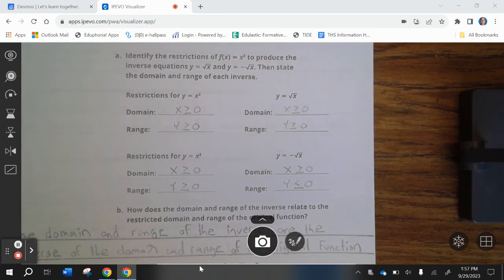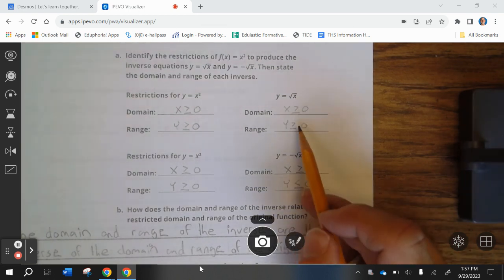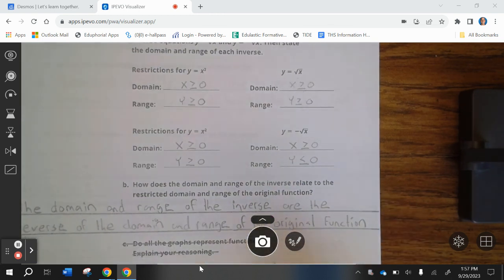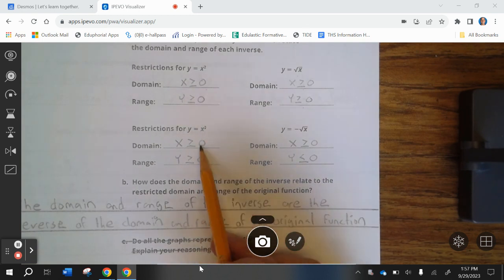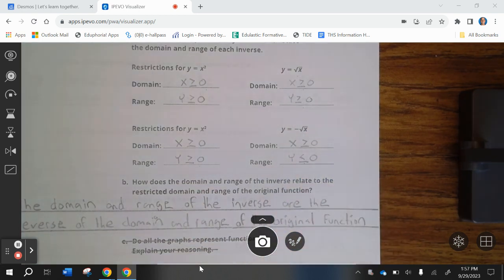Identify the restrictions of f of x equals x squared to produce the inverse equations y equals square root of x and y equals negative square root of x. Then state the domain and range of each. So the domain would be x greater than or equal to 0, y greater than or equal to 0. Now, the domain of x squared is still the same here: x is greater than or equal to 0, y greater than or equal to 0. But now, because this is negative, y is less than or equal to 0. All right, so go ahead and finish that up.